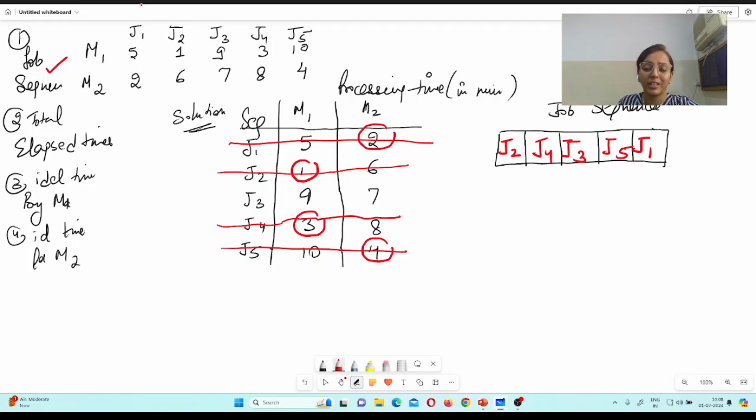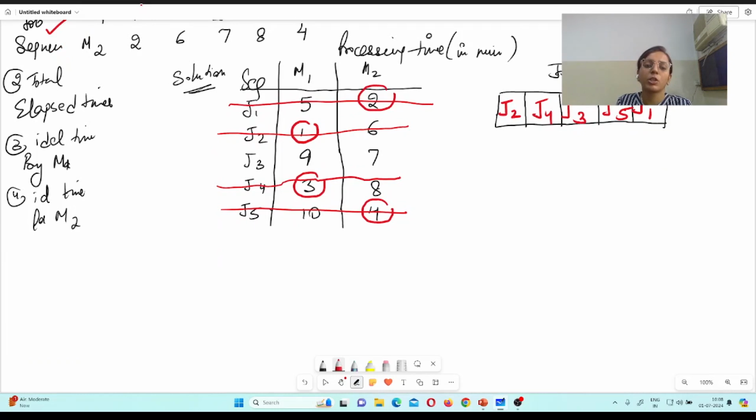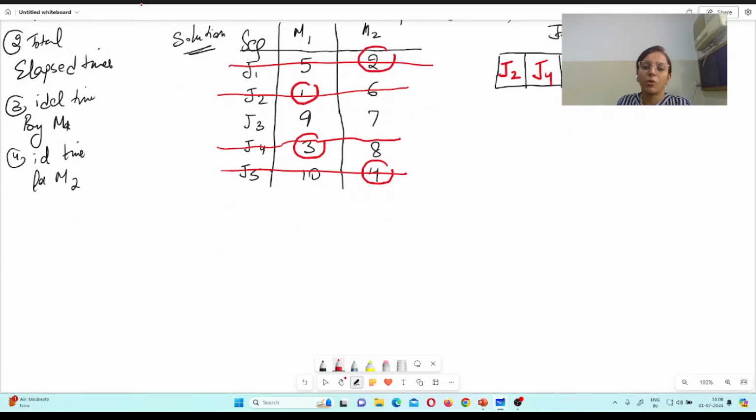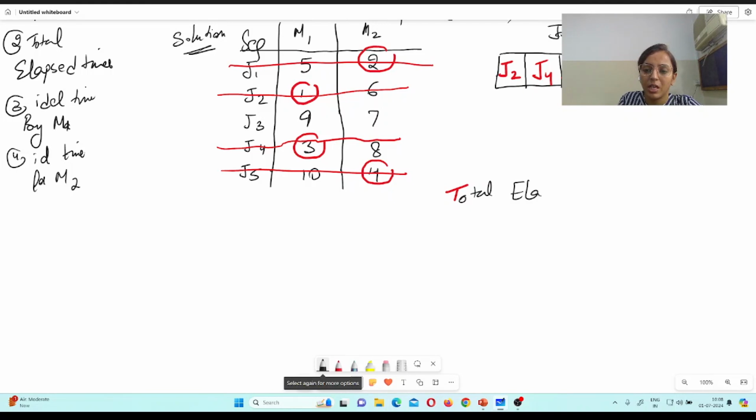Now coming to the next portion, that is what we have to find. We have to find out the total elapsed time, right? Now scrolling down, the next point is that we have to find the total elapsed time, right? I'm just writing over here with you, so you are also starting the question with me. Okay, so write it over here, the total elapsed time. What will be the total elapsed time?